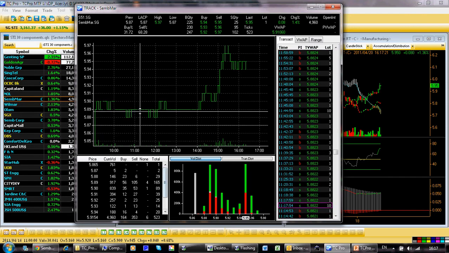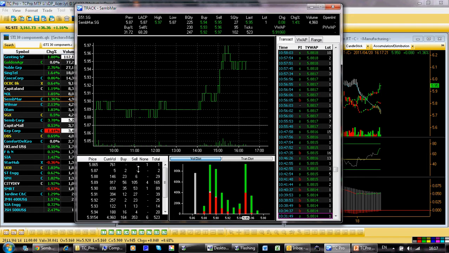Also, below the intraday chart, there are two columns where you can see the trading summary. In the trading summary, you can see the price, the cumulative volume for the buy and the sell, and also the non-disclosure or so-called mandate deal. On the right hand side, you can see a histogram displaying the volume distribution and also the transaction distribution.